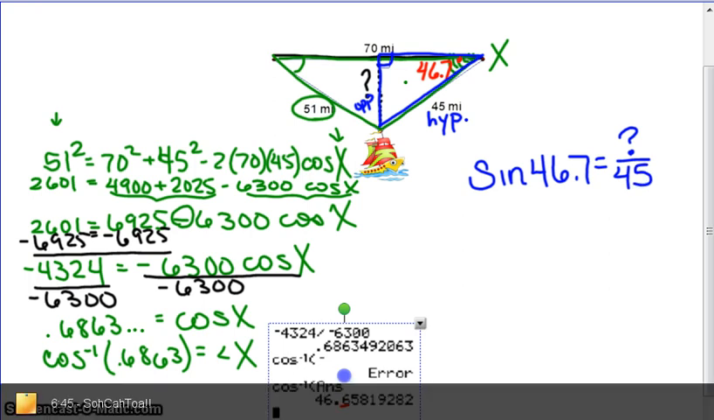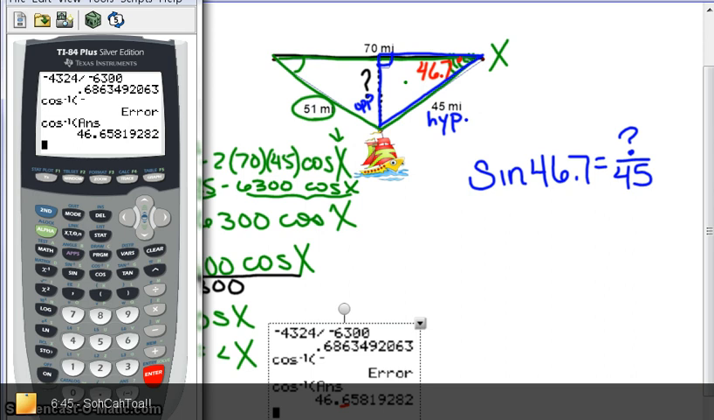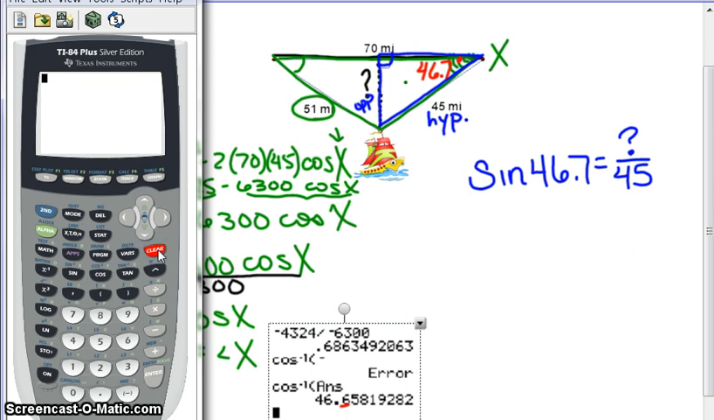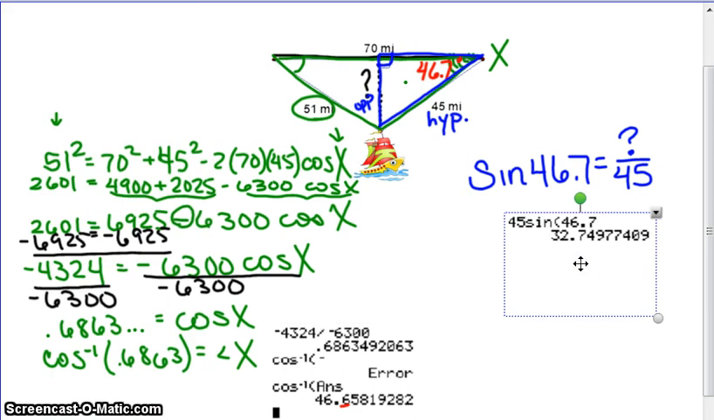So if I grab my calculator and multiply 45 times the sine of 46.7, there's my final distance. My final distance is 32.75. That's going to be the answer for that length. 32.75 miles. So 32.7 miles from shore.